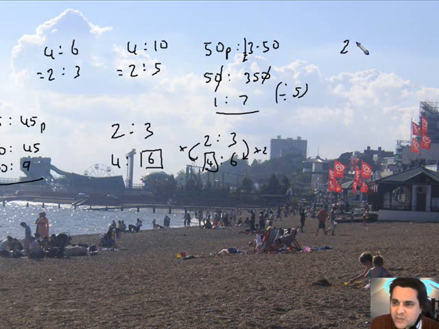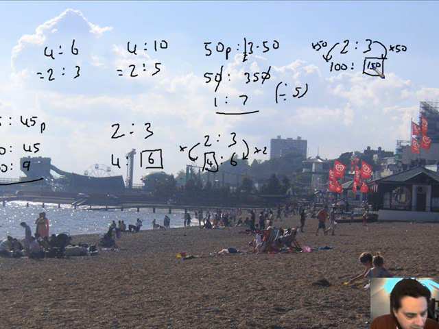And next one, let's do it up here. I've got space up here. 2 to 3 again. 100 to blank. Well, here I'm obviously multiplying by 50, so 3 lots of 50 is going to be 150, and that's that one. Done, that'll do.